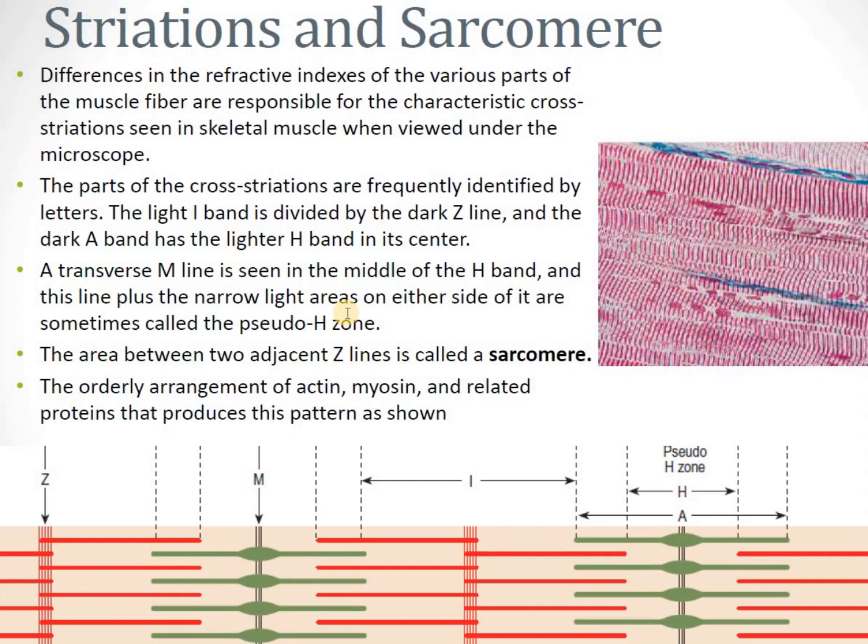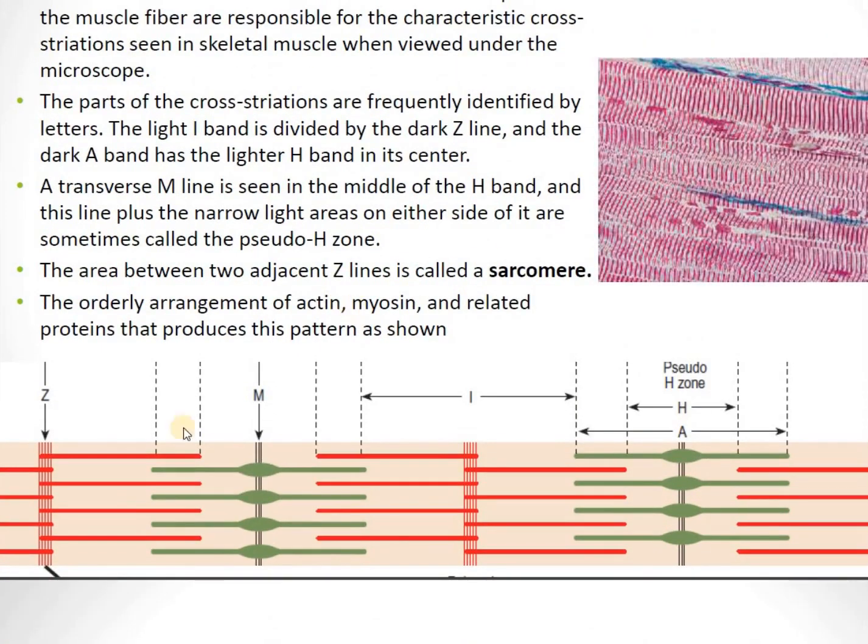Okay, the orderly arrangement of actin and myosin is shown in this pattern. I will just scroll it down for you. So as you know, there is the Z line, the M line, actin and myosin. This entire region between two Z lines is known as the sarcomere. This is the A zone, the pseudo H zone, and this is the H zone. Okay. Then we'll move to the next slide.